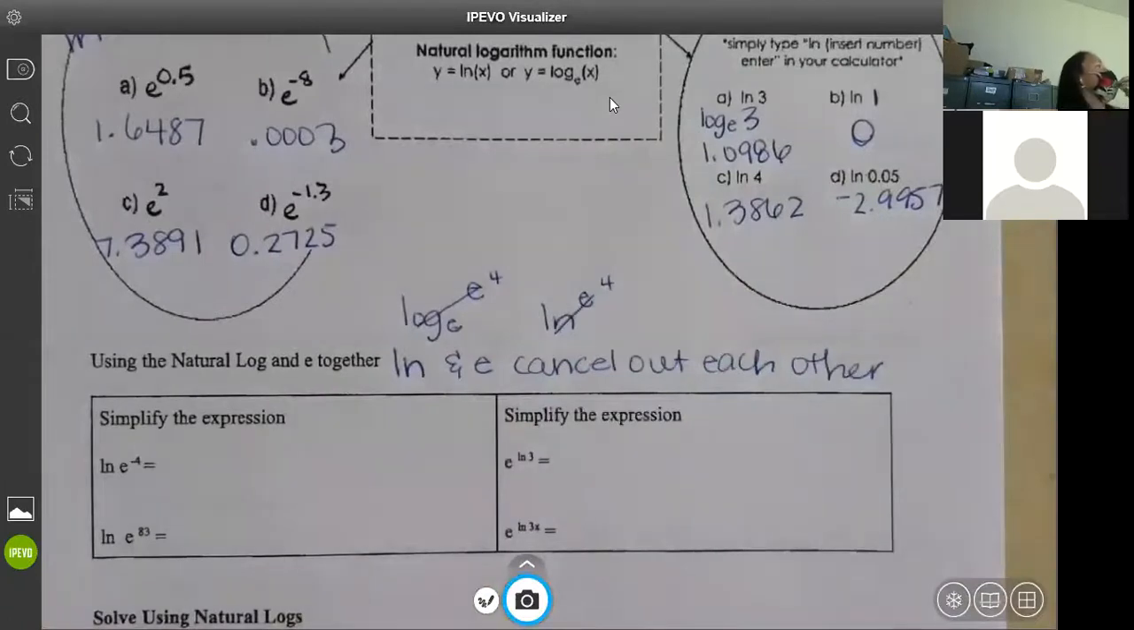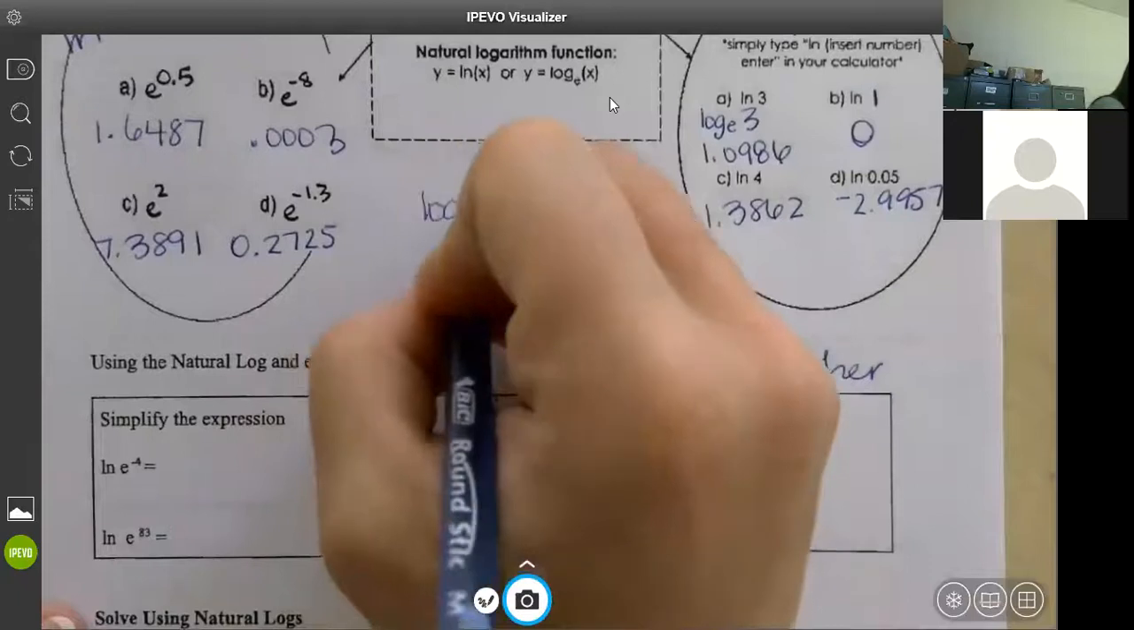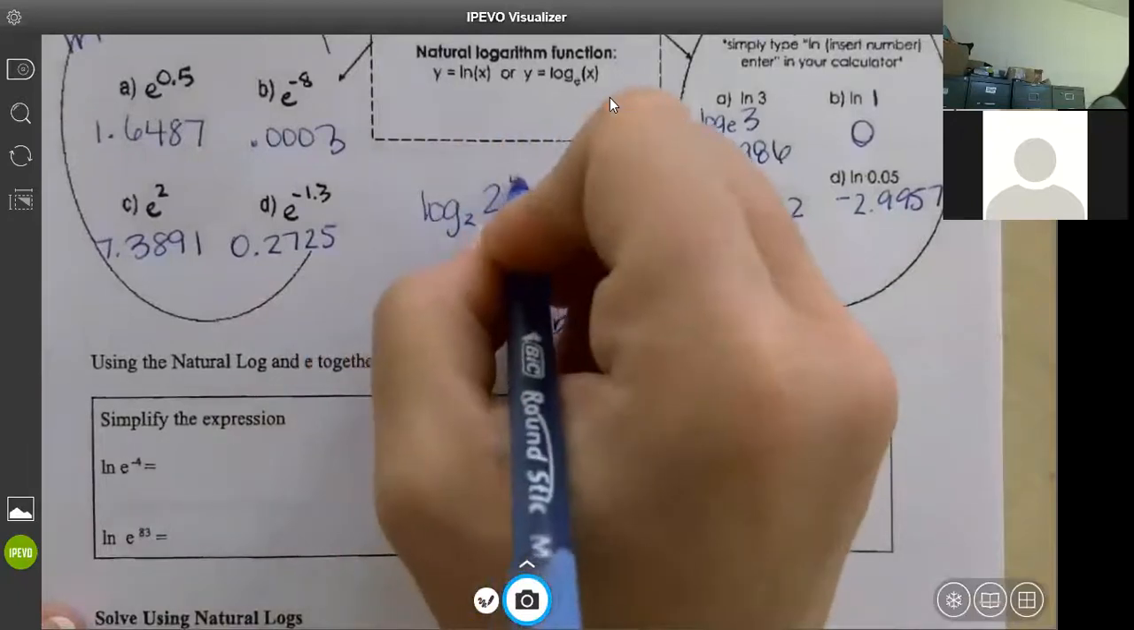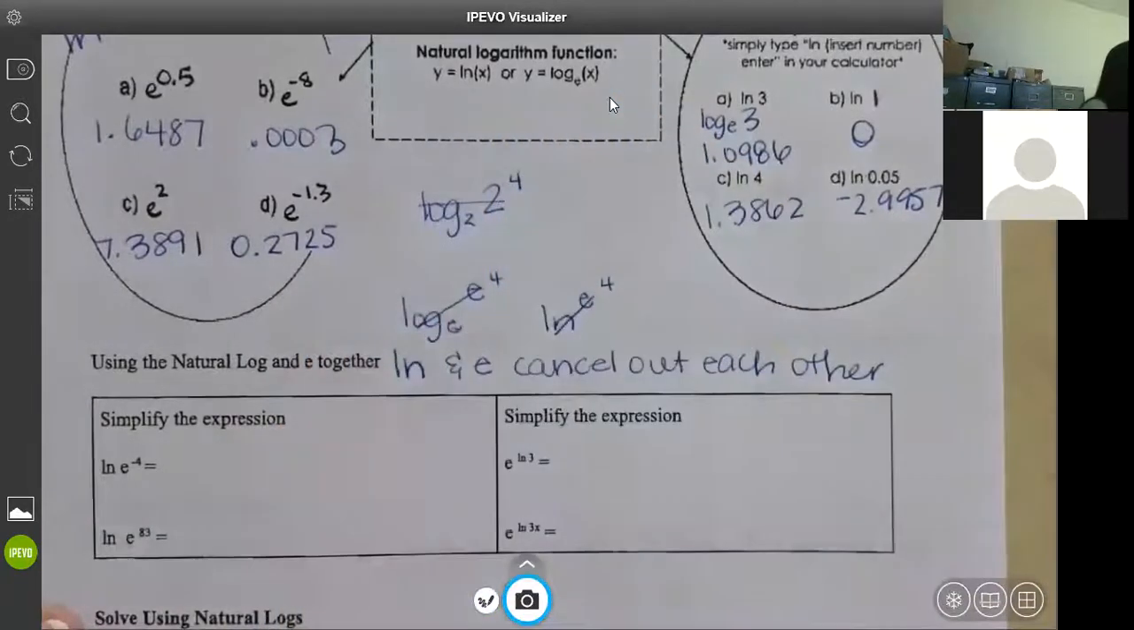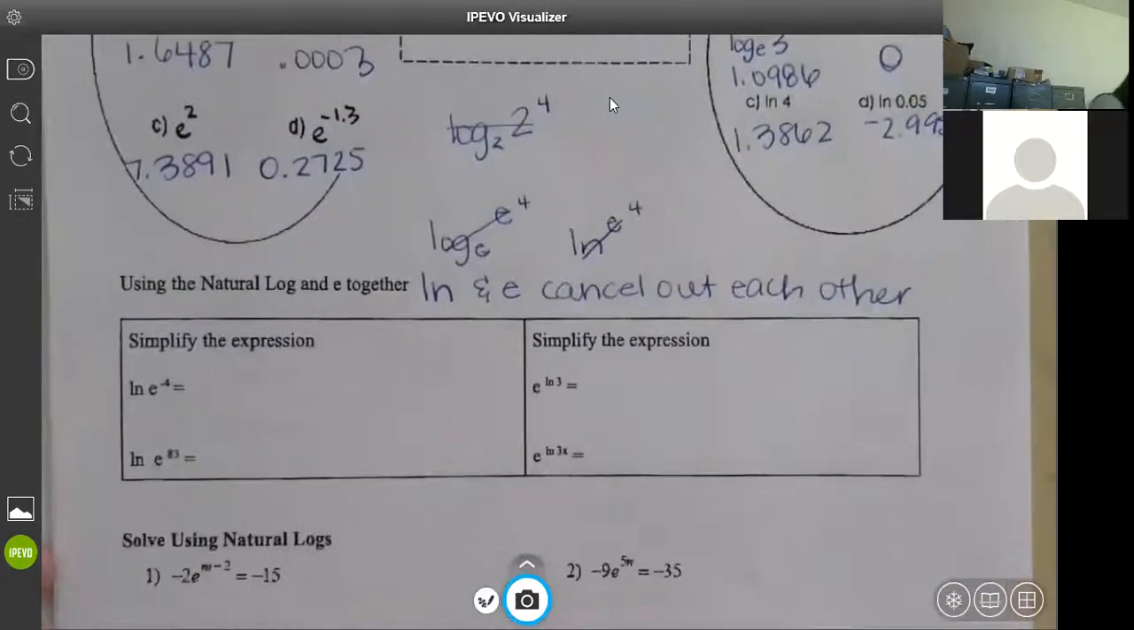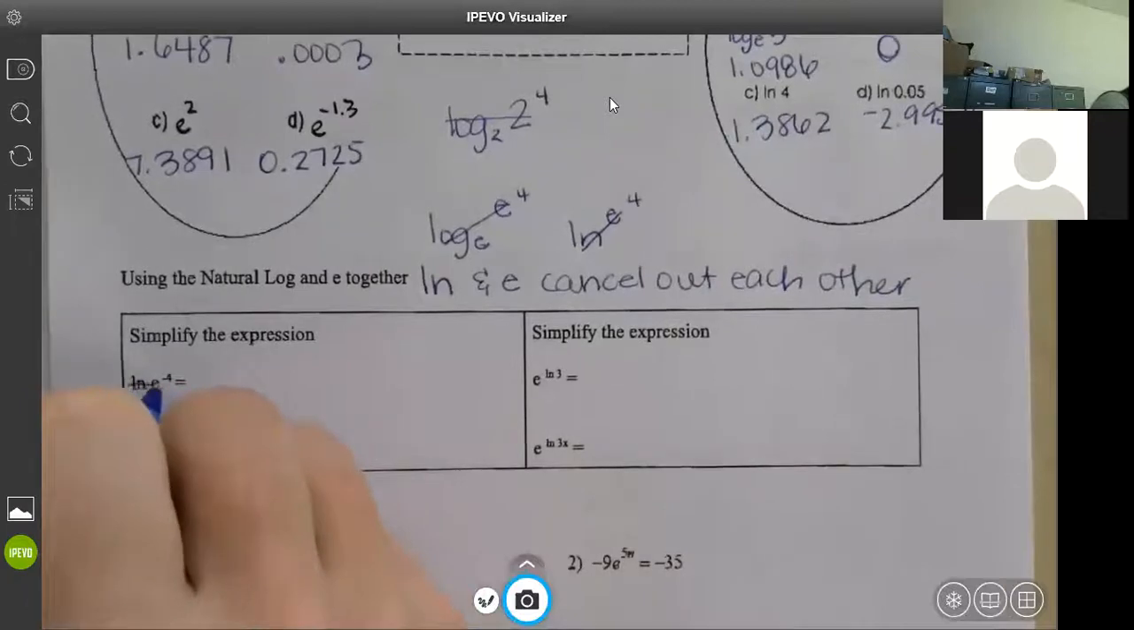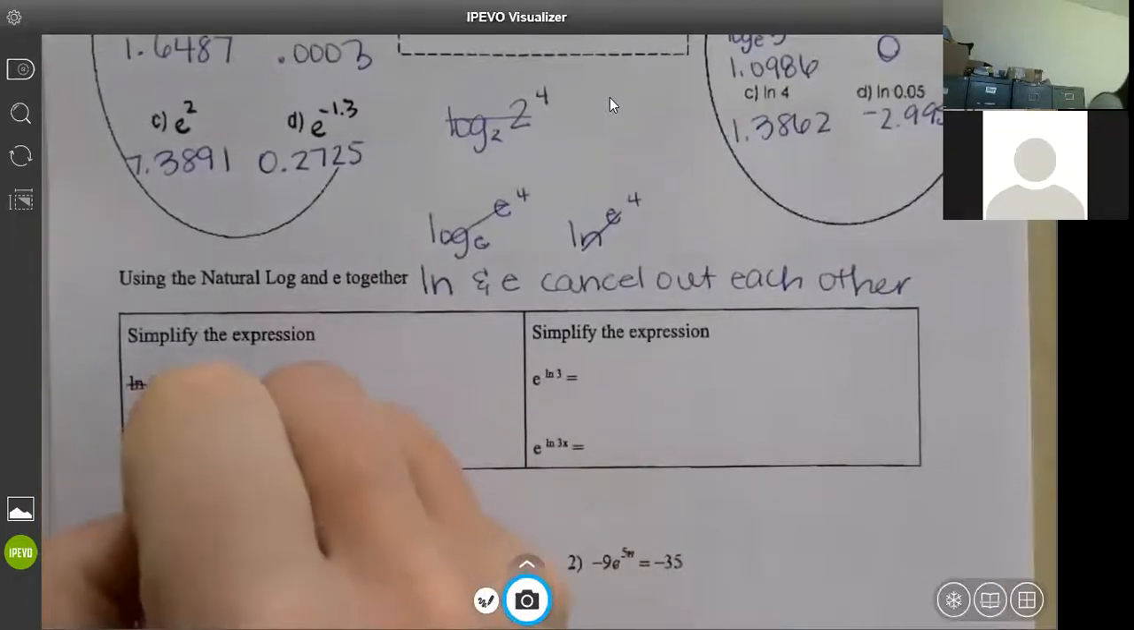So it's the same thing that we did when we had the same log base. So remember before when we had log base 2 of 2 to the 4th, those canceled out. You remember that? So it's the same thing. So when we look at these, anytime we see ln and e next to each other, we're going to cancel them out and we're just left with that power, which is negative 4.